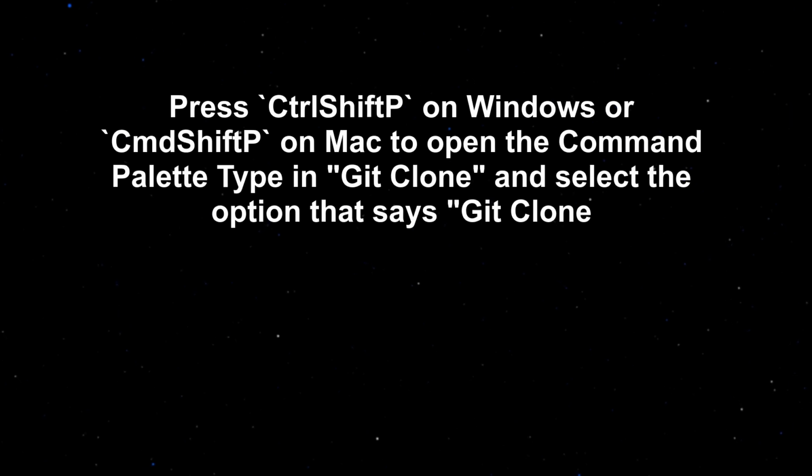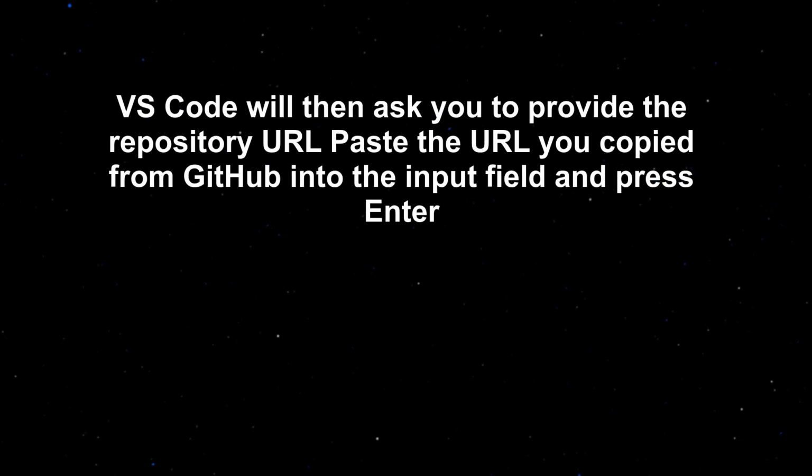Press Ctrl+Shift+P on Windows or Cmd+Shift+P on Mac to open the command palette. Type in git clone and select the option that says Git: Clone. VS Code will then ask you to provide the repository URL. Paste the URL you copied from GitHub into the input field and press enter.